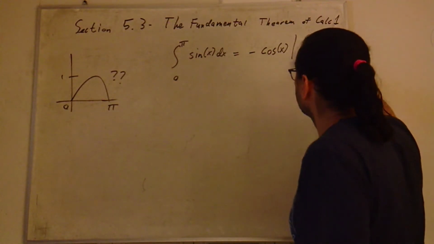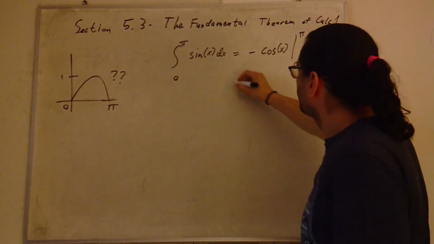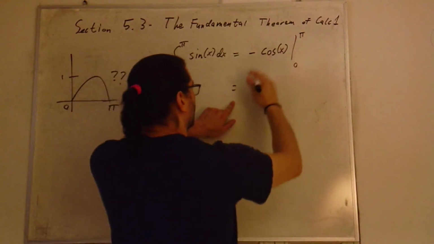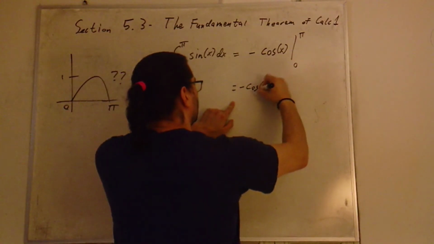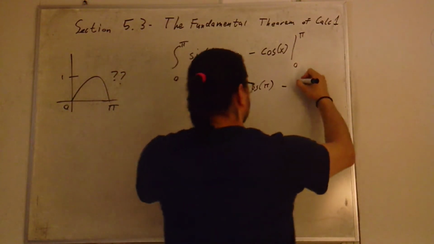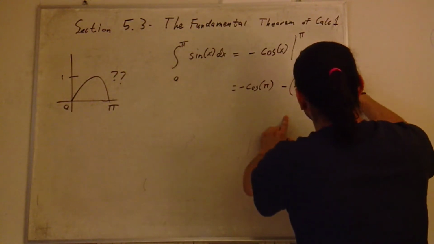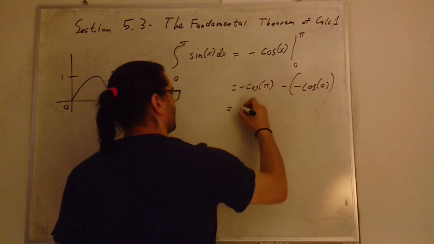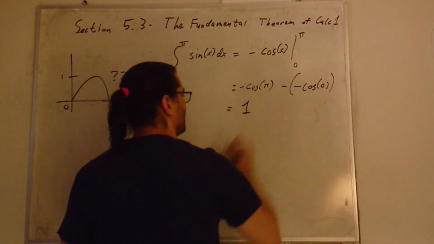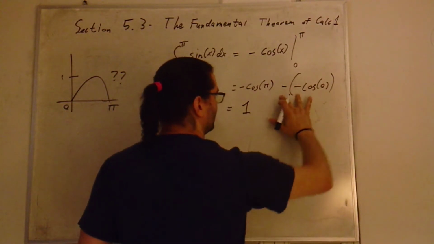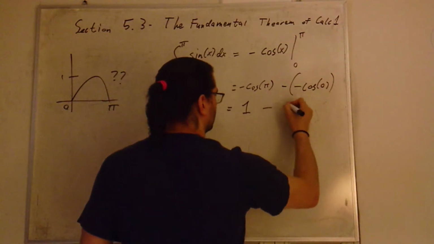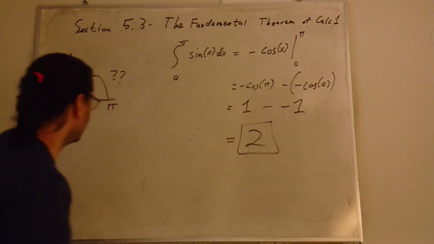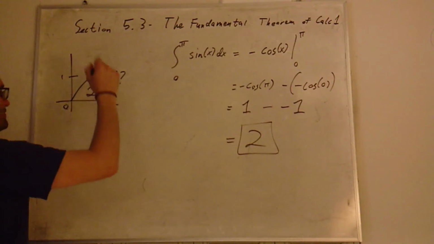The antiderivative is negative cosine. I'll evaluate that at 0 and pi, which still means I evaluate negative cosine of pi minus negative cosine of 0. Cosine of pi is negative 1. Make that negative again, you get positive 1 minus negative 1. The area underneath the first hump of a sine wave is exactly 2.